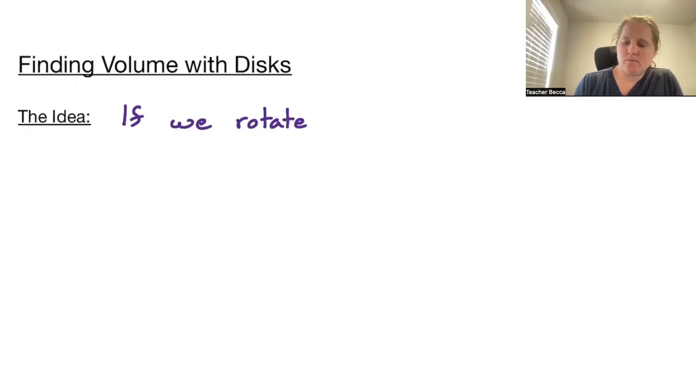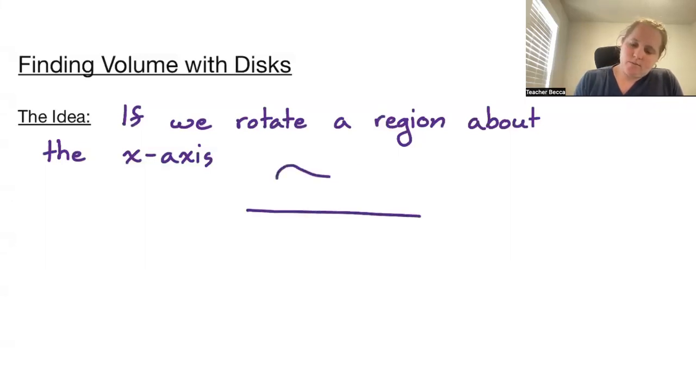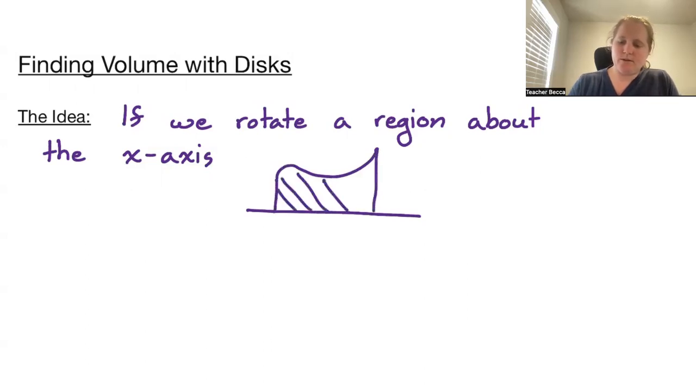Welcome to finding volume with disks. So again, the general idea here is if we rotate a region about, say, the x-axis, so for example, if we take this region here, which is just the area between the x-axis and some squiggly line above, between, say, A and B.